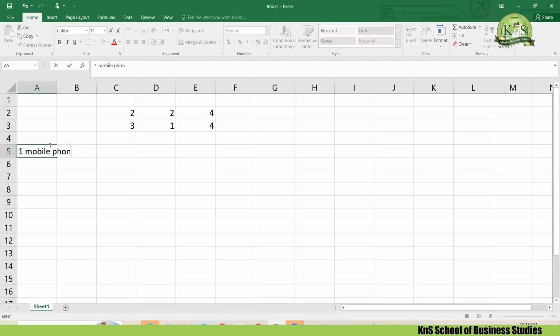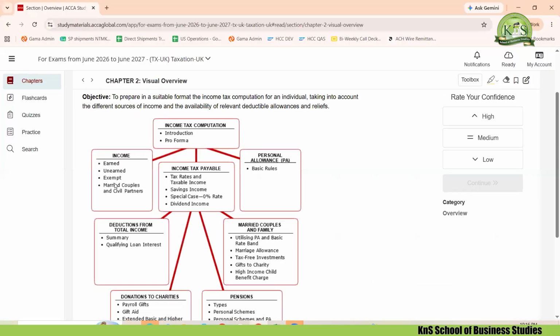If your employer has given you one mobile phone, this is exempt, and you are not going to pay tax on that. But what if you have two mobile phones? Then you will have to pay tax on the additional one. Likewise, we are going to have further examples too.